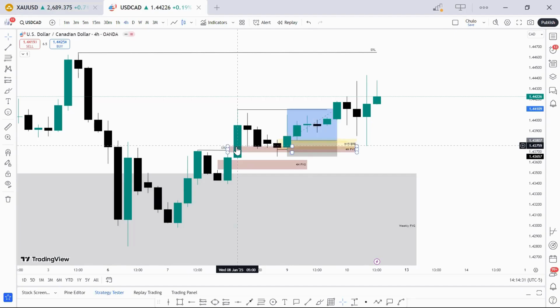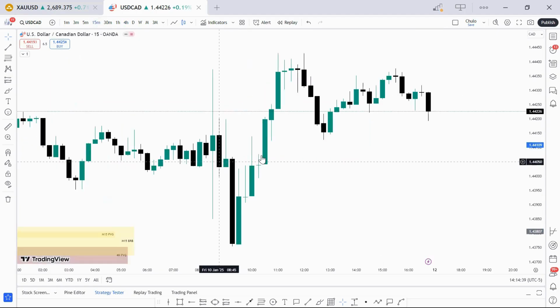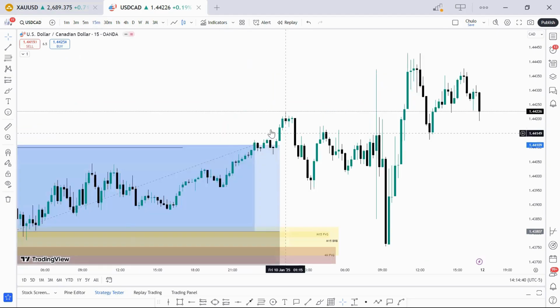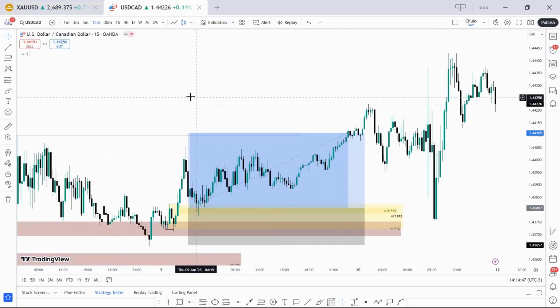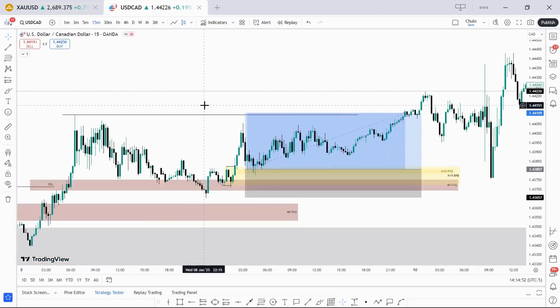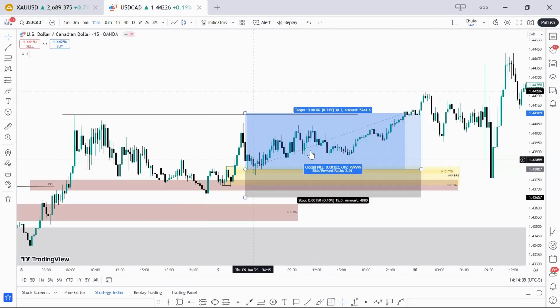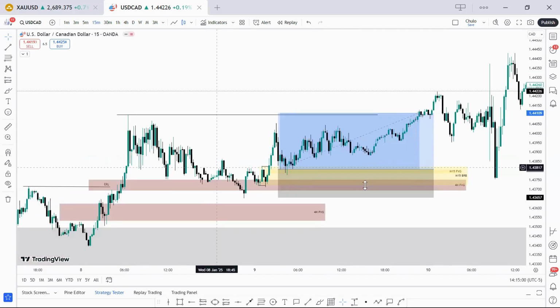So now price dropping into this 4-hour fair value gap here, I dropped down to the 15 minutes. This USD CAD trade was actually taken live during our London session analysis on Thursday morning. Those of you that were in that session on Thursday morning, I know that you made money from this setup.